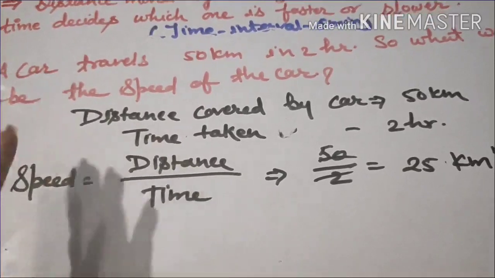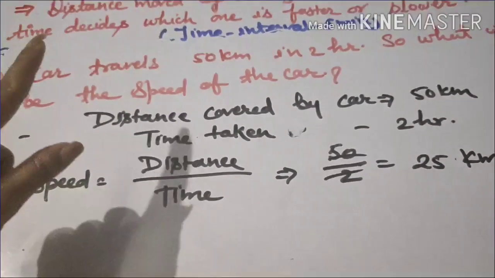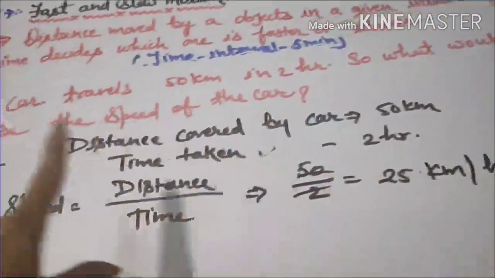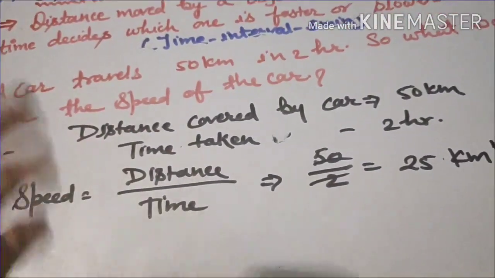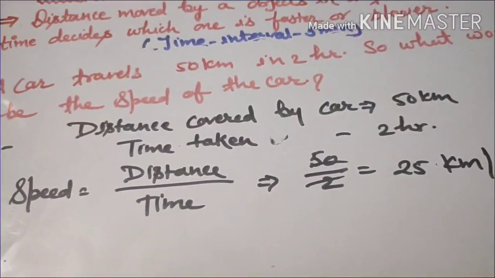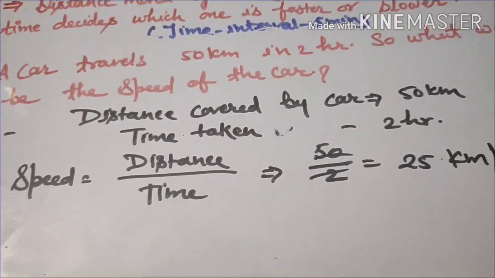So here is a numerical question based on speed. A car travels 50 kilometer in 2 hours. So what would be the speed of the car? Here you see the distance covered by the car is 50 kilometer, right? Within 2 hours. So the time taken is 2 hours.